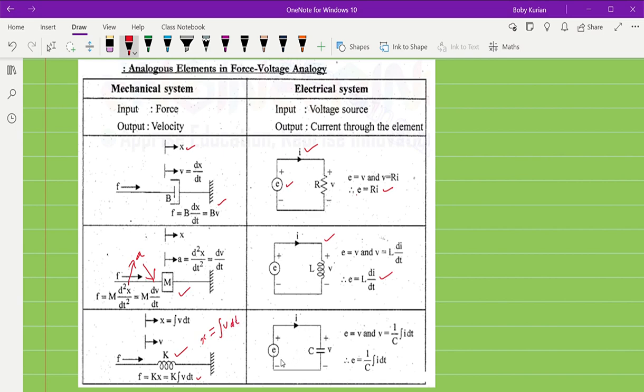In the same way, in the electrical system, we consider a capacitor. The current flowing through the capacitor is I. Then the voltage across the capacitor is given by E, which is 1 by C into the integral of I dt. So in this table we have found a correspondence between the elements in the mechanical system and the electrical system, and the similarity in their equations.